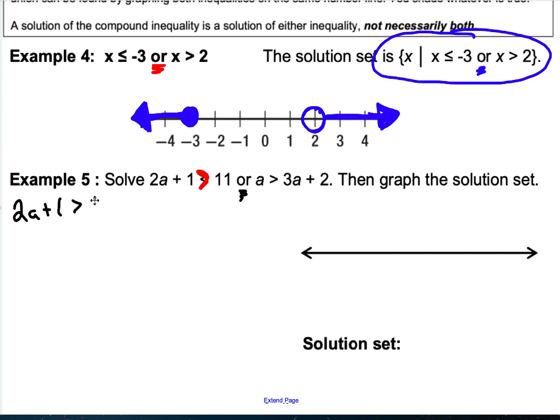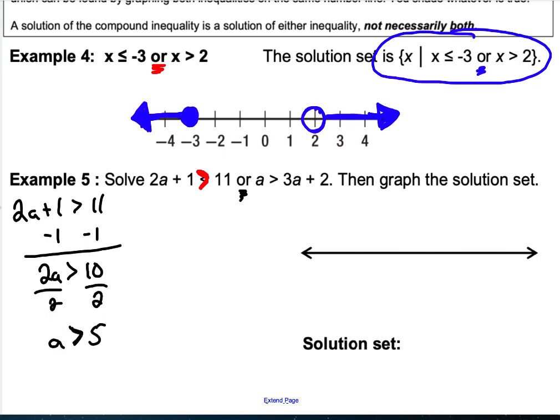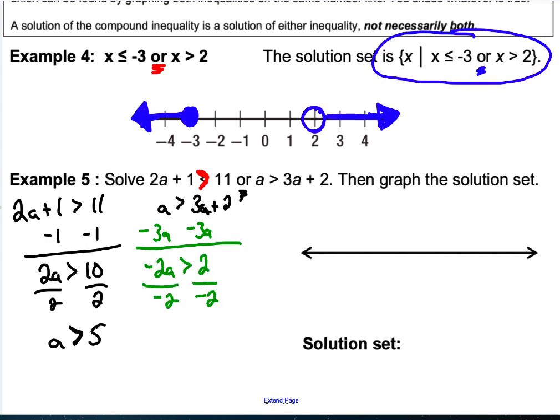2a plus 1 is greater than 11. So I just solve it like an equation. And I get a is greater than 5. Here I have a is greater than 3a plus 2. So I'm going to subtract the 3a to the other side. I'm going to divide by -2. Remember, when we divide by a negative, we have to flip that inequality. So I get a is less than -1.